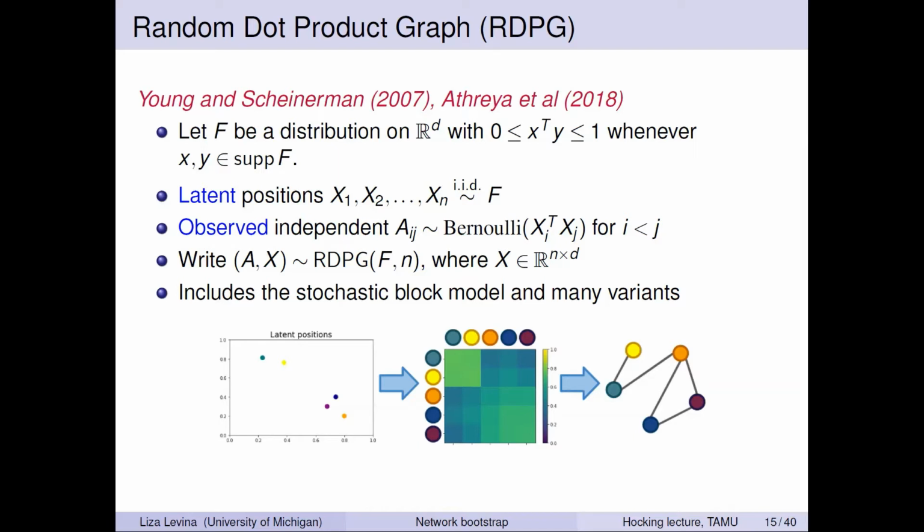I won't go into that, but I'll just show you this little picture. So here are five, it's a toy example, five points. These are their latent positions, in this case in R2. So you just see the points. This is the inner product, which gives you the probability matrix. So you can see, say, these two points, blue and yellow, are close together, so they have a higher probability of connecting. And then once you have this probability matrix, you just get a realization from the probabilities.